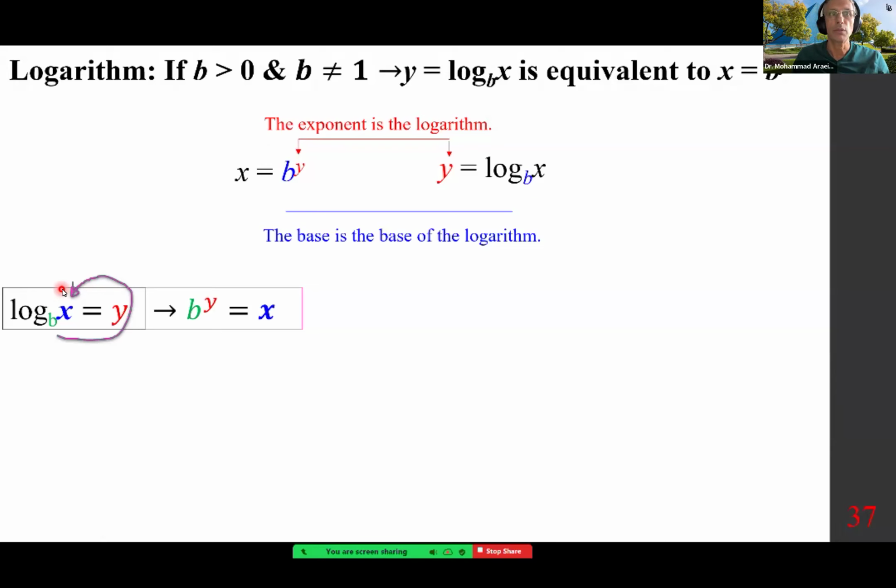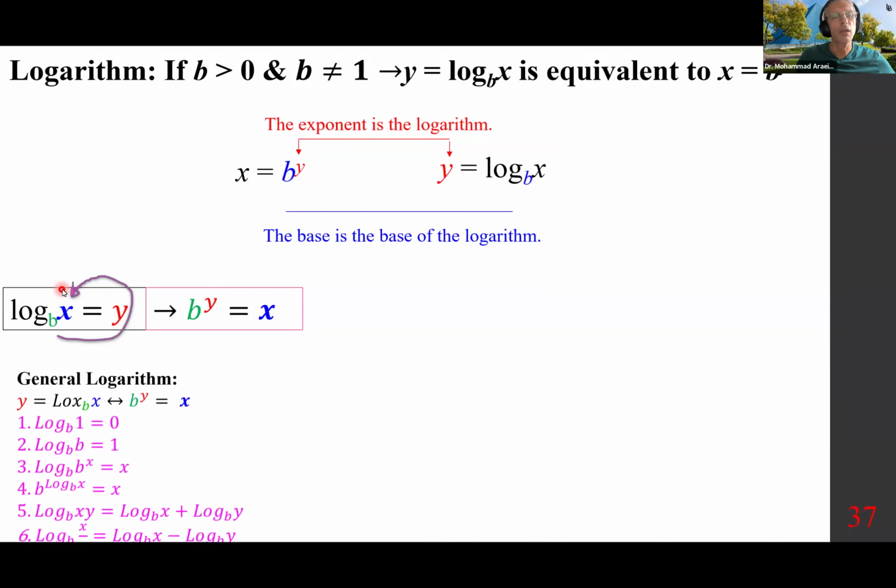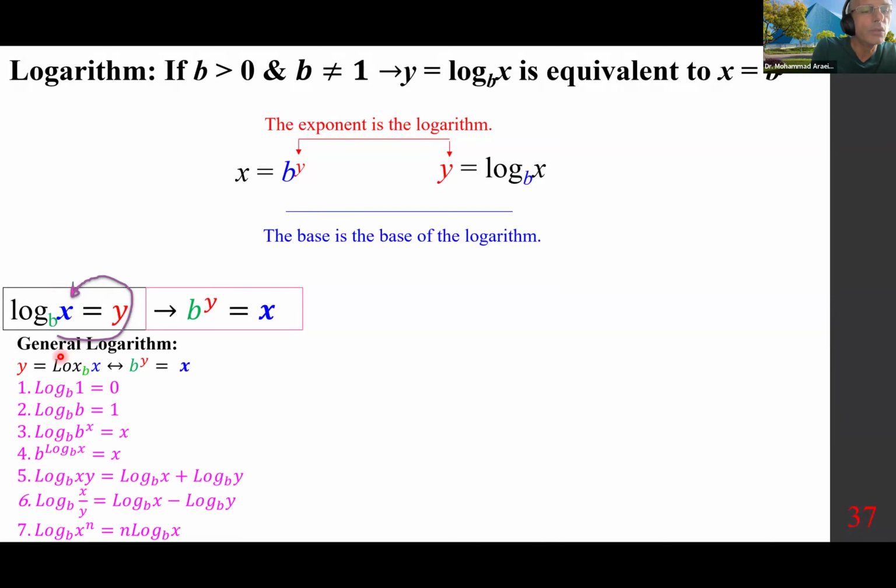Again, this is something we've seen in intermediate algebra. We should have no problem with that. I'm just reminding you of that. So the general form is when y is log x base b, b to the power of y is x. And here are the properties we remember. Log 1 is 0, log b is 1, both of them base b, of course. Log b to the power of x base b is x. B to the power of log x base b is x.